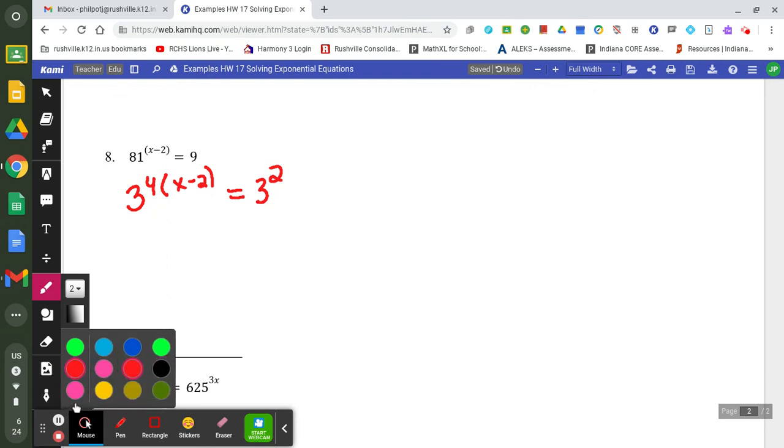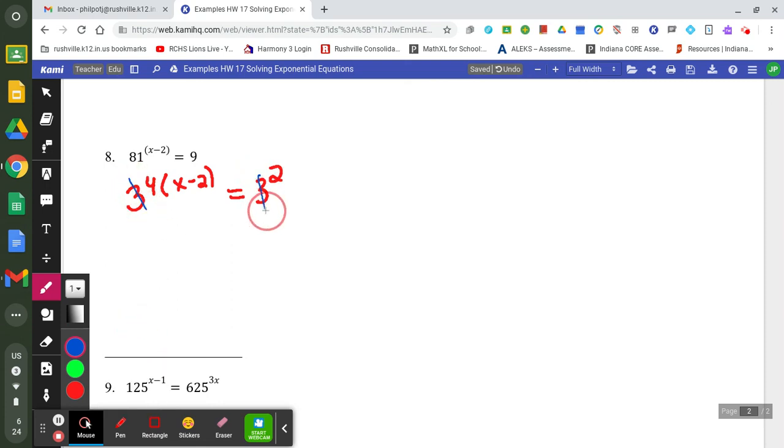But now that the bases are the same, I can mark through the 3's. I can mark through or cancel the bases. And so now I have 4 times quantity x minus 2 equals 2. And I'm going to solve for x. So I just do all of my steps.